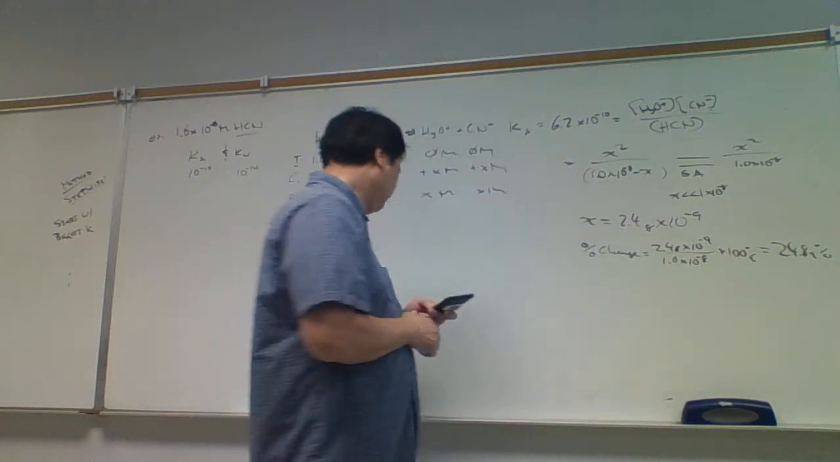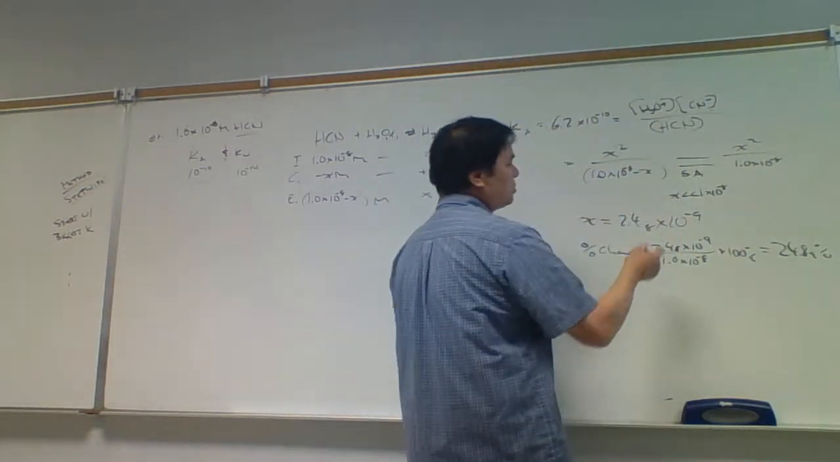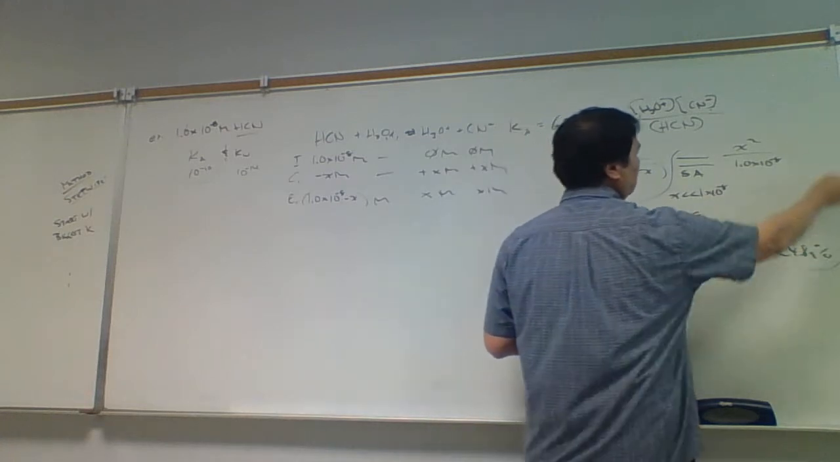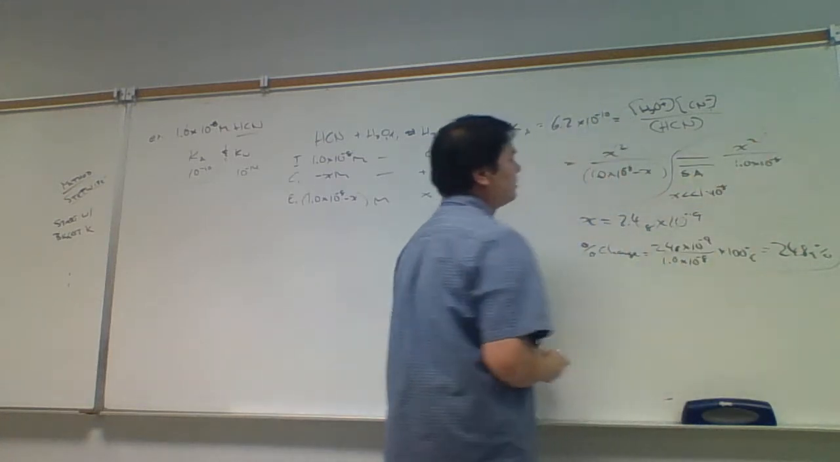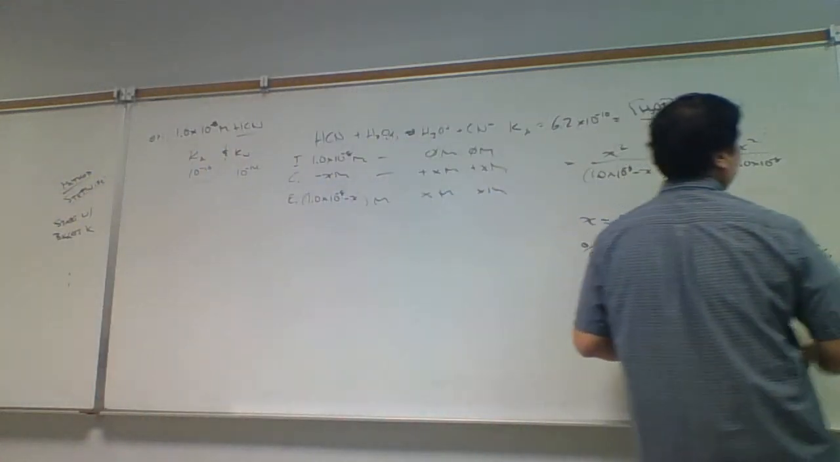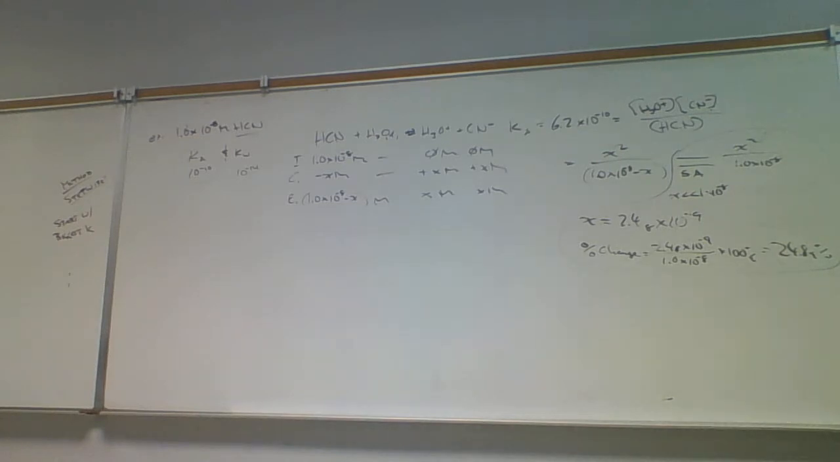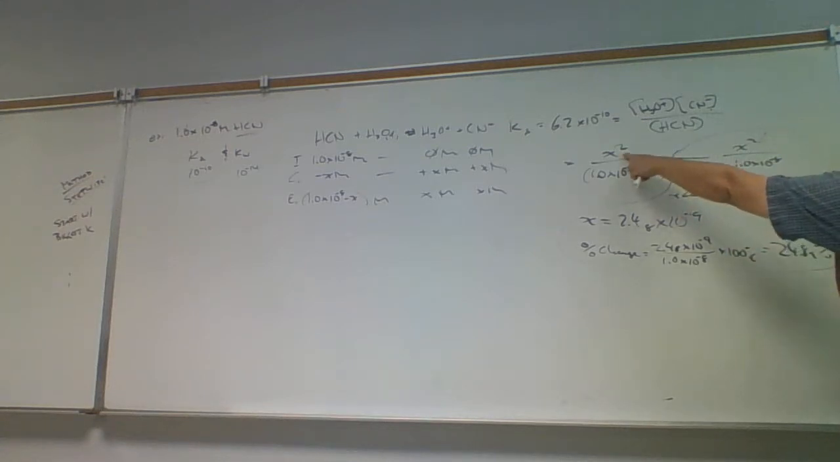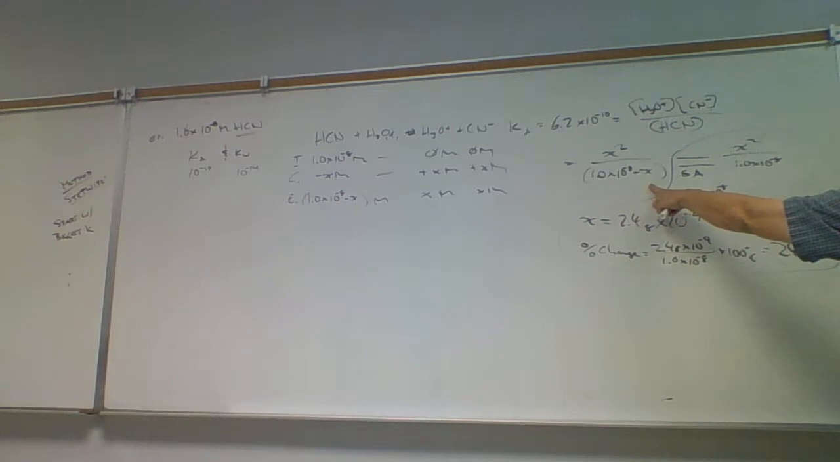24.89% is not acceptable. But we didn't waste too much time, and so it's worth trying. So we can't use it, and we'll just have to get it into quadratic form. So let's go ahead and get this into quadratic form. So this is going to be x squared plus 6.2 times 10 to the minus 10 x minus 1.0 times 10 to the minus 8 equal to 0.